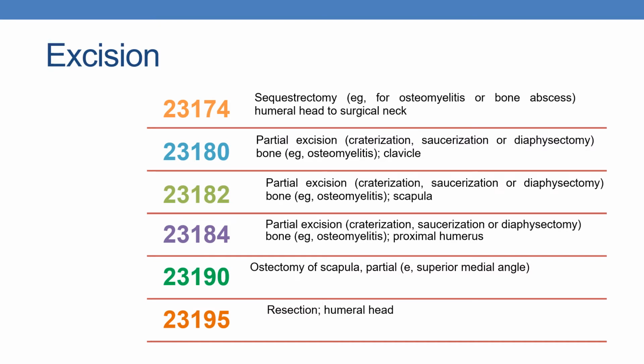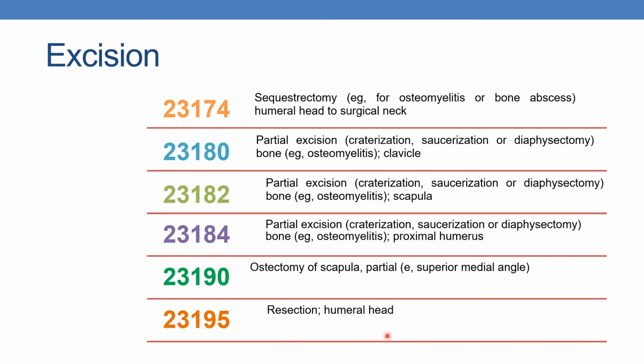The next is 23180, partial excision, craterization, saucerization or diaphysectomy bone for clavicle region, partial excision of clavicle. The next is 23182, partial excision, scapula. The next is 23184, partial excision, proximal humerus. The next is 23190, ostectomy of scapula partial. Example, superior medial angle.